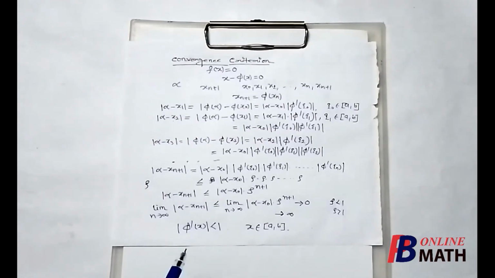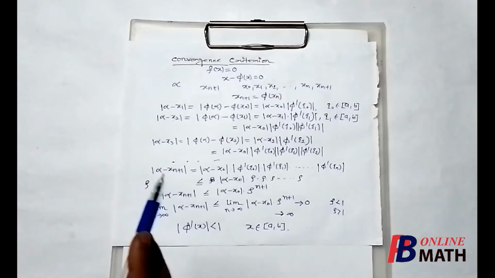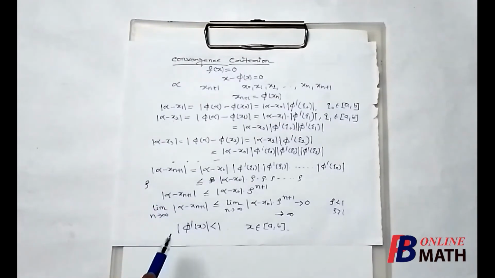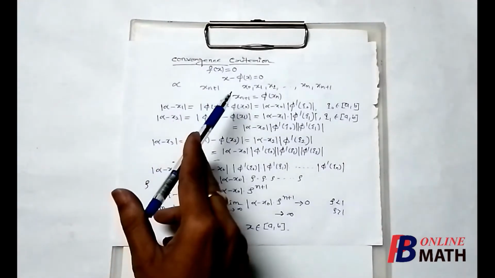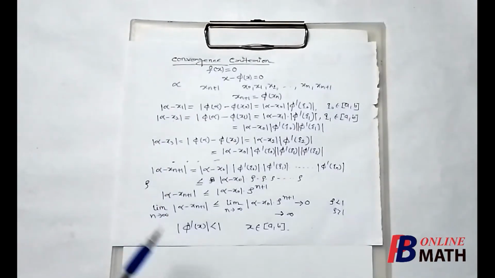If this condition is satisfied, then the fixed point iteration method converges, but if it does not satisfy, then the method diverges. So whenever we solve a problem by using fixed point iteration method, we shall select the function phi x in such a manner that modulus of phi dash x must be less than 1 for any point within the specified interval. So next we shall consider one example.